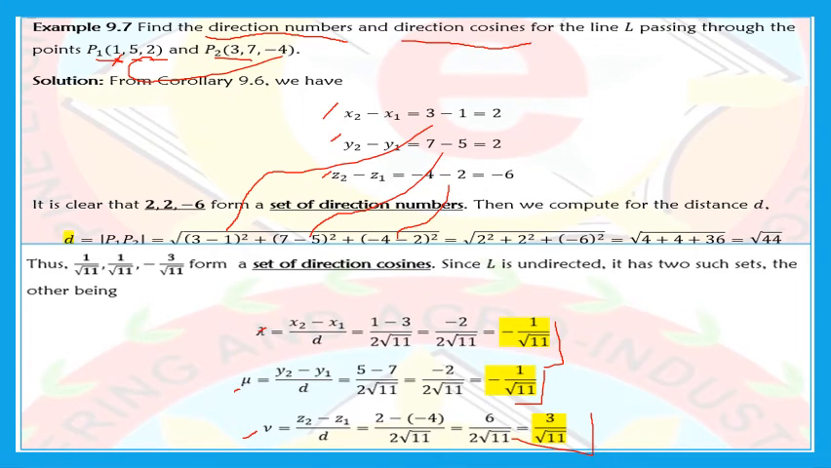Since L is undirected, it has two such sets. The other being yung negative nila. So, di ba, sa first, yung obtain natin kanina is positive. So, yung pangalawang set niya is yung negative. Kung positive siya, kung negative siya, yung positive niya. Ibig sabihin yung opposite sign. Kaya natin ito nasabing directed kasi wala namang nakalagay dito na directed line.